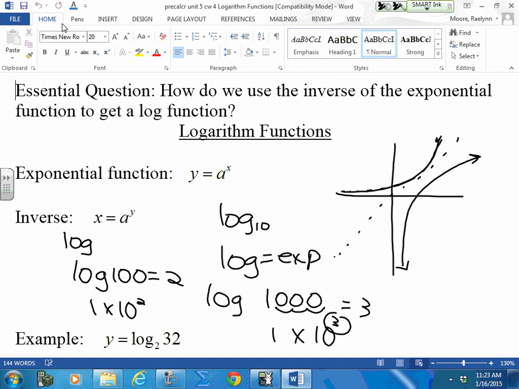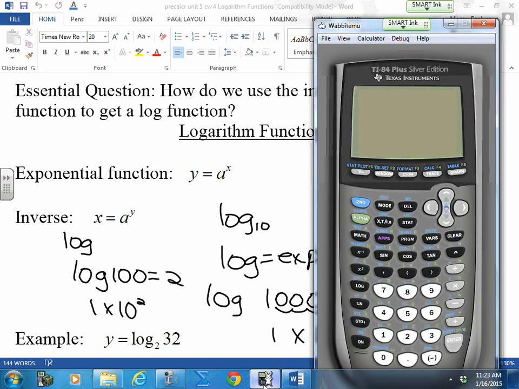Now, all of your logs in your calculator work in base 10 because that's where that log statement is, right here. So if I take the log of 100, I'm in base 10. It's my exponent. Log is an exponent. So in base 10, my log of 100 is 2. My log of 1,000, 3.